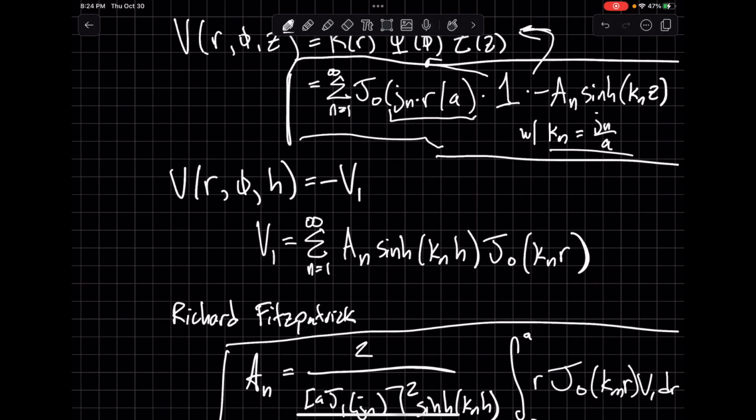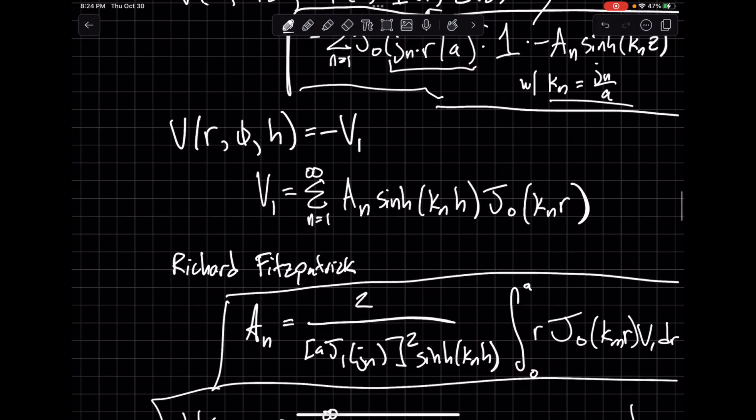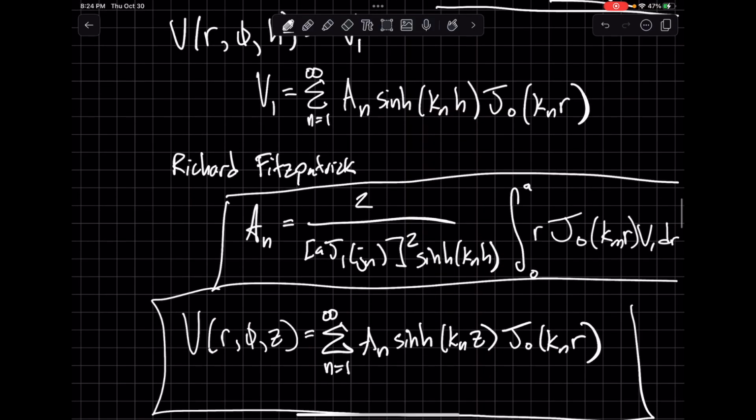And then we have actually one more boundary condition, I lied. So we know that at z equals h, the potential is equal to negative V1, since we're holding it at a constant voltage there. And so we have V1 equals this expression here. And so I didn't know how to solve this. It takes some Bessel function identities that I wasn't aware of, so I did some reading. I found an example from Richard Fitzpatrick from University of Texas at Austin, who came up with this expression here for a sub n.